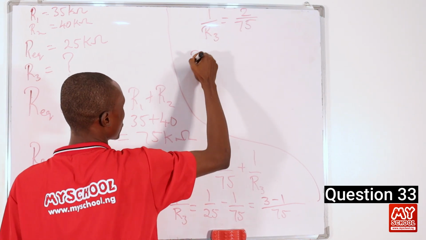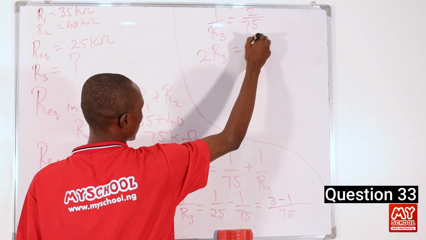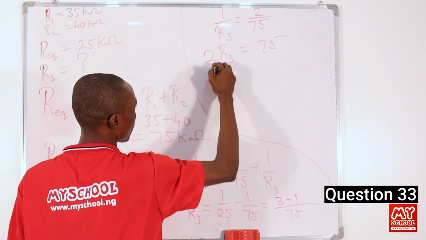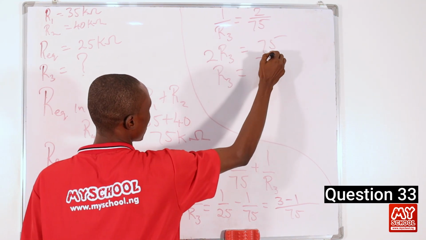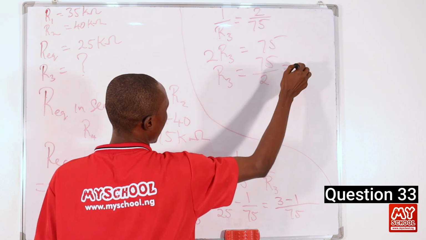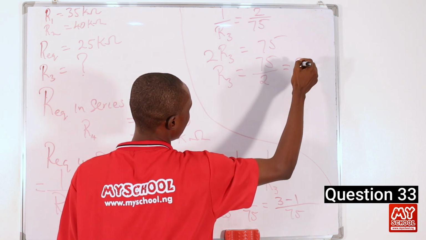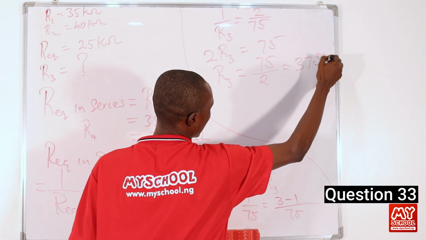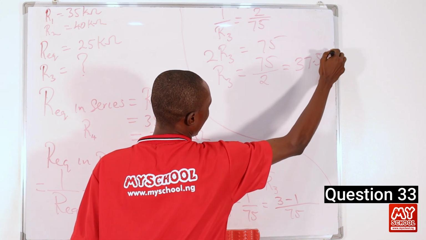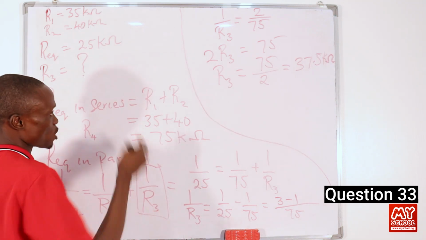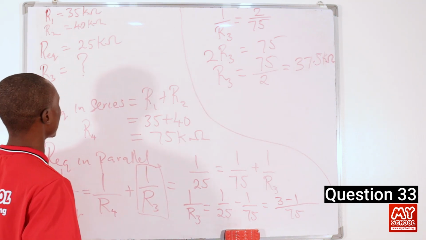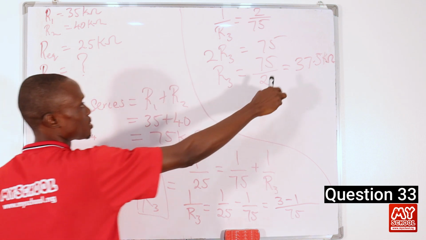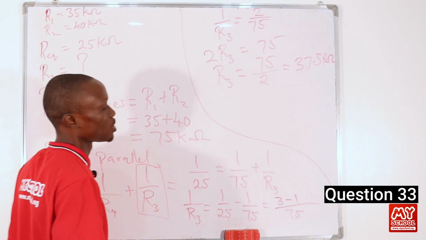So this becomes 2R3 equals 75. To get the value of R3, we divide both sides by 2, and this will give us 37.5 kilo ohms. So the third resistance that we need, which must be connected in parallel with the first two so that the effective resistance is equal to 25 kilo ohm, is 37.5 kilo ohms.